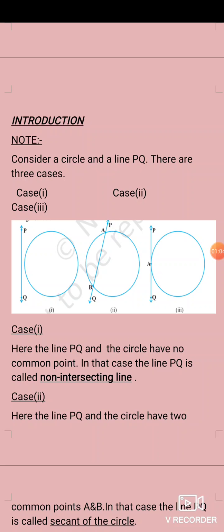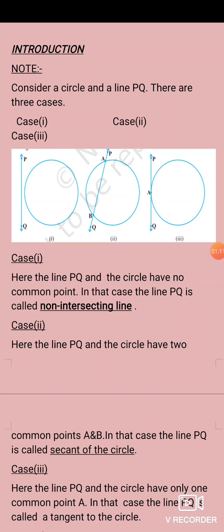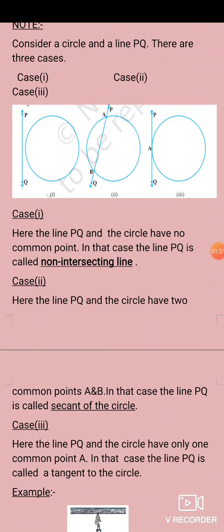Now the second case: the line PQ and the circle have two common points, A and B. In that case, that line is called a secant of the circle. Then the last case: here the line PQ and the circle have only one common point, A. In that case, the line PQ is called a tangent to the circle. Now that tangent to the circle is important for you.